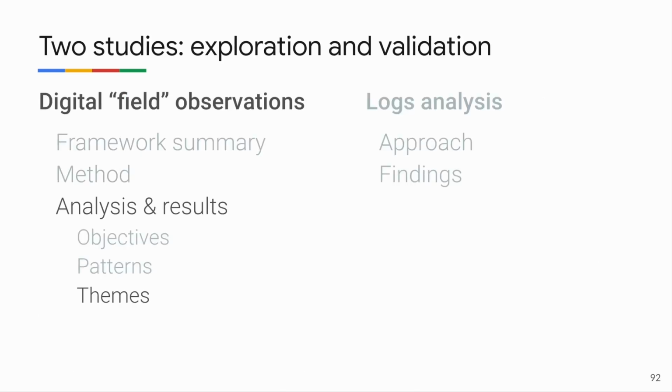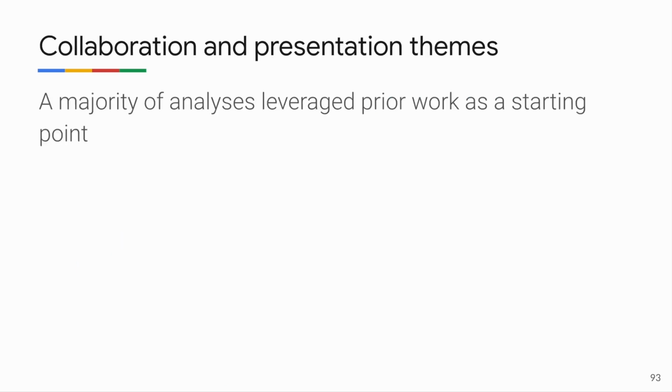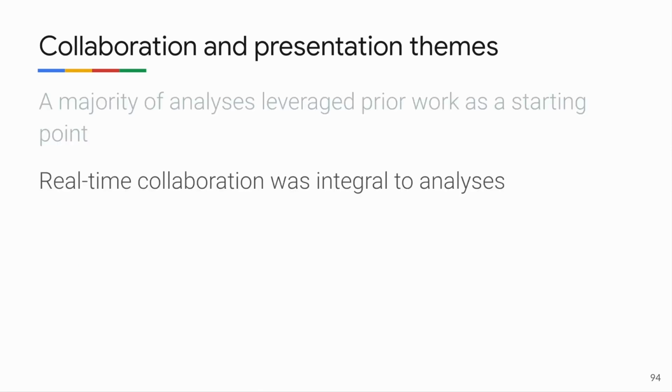Next, I'll highlight 5 unique themes that we identified related to the way participants collaborated and interacted with their larger product ecosystem. Unlike many prior studies that occurred in isolation, we were able to observe that a majority of analyses actually leveraged prior work, both as a starting point and as a reference during investigations. We found that real-time collaboration was a crucial part of some investigations, with 3 participants pausing or switching to a parallel work stream while waiting for help from someone else.